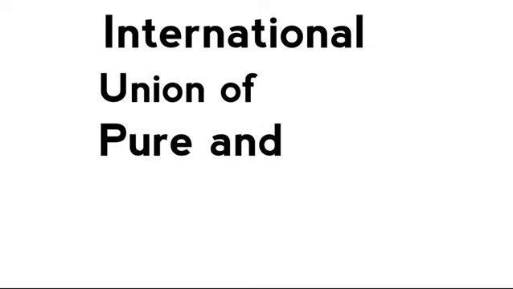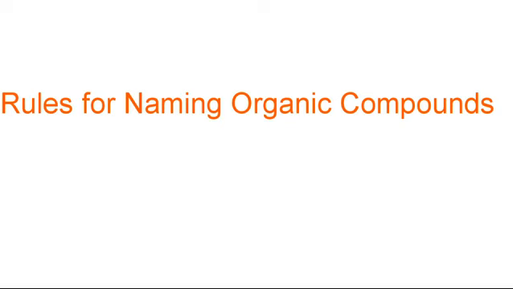Of organic compounds, we'll be looking at the IUPAC systematic nomenclature for organic compounds. IUPAC means International Union of Pure and Applied Chemistry, and they've come up with a set of rules that indicates how each organic compound should be named.